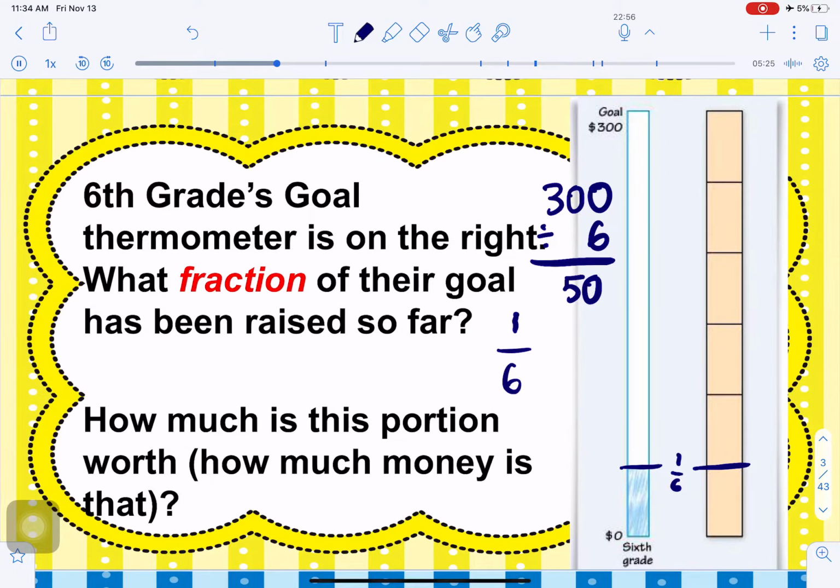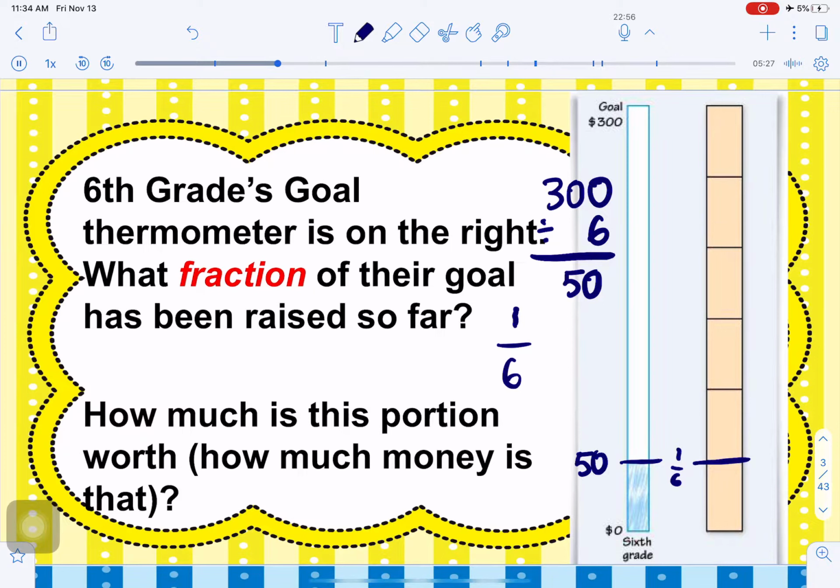And if I go ahead and label this through, I could see that starting at $50, the first bar would be at 50, the second portion would be at 100, the third would be at 150, the fourth would be at 200, the fifth would be at 250, and at last, the sixth portion gets me to that 300. So I'm going to say that this answer is $50.